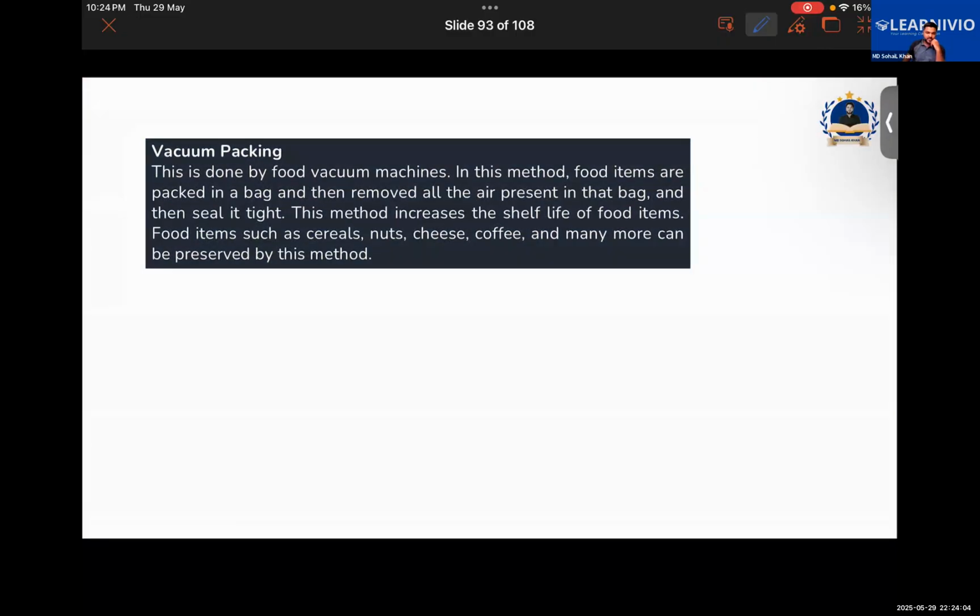Further, we have vacuum packing. It is also a modern method of food preservation. It is done with the help of food vacuum machines. In this method, food items are packed in a bag, and all the air present inside that bag is removed, and then it is tightly sealed.